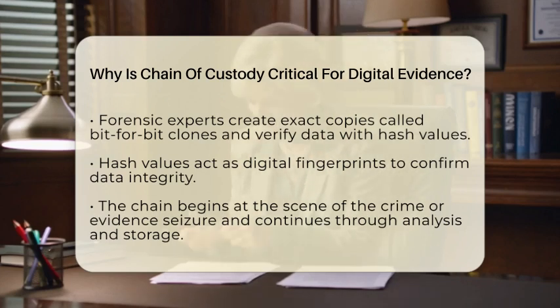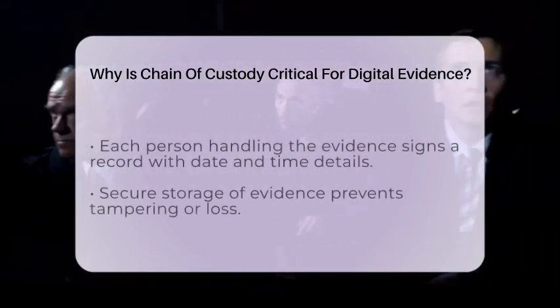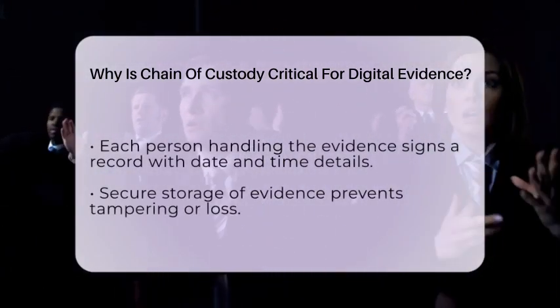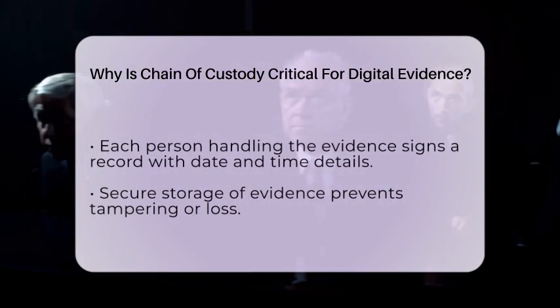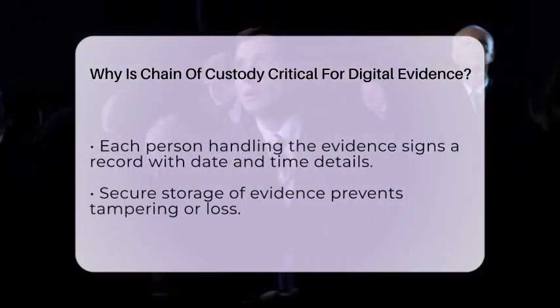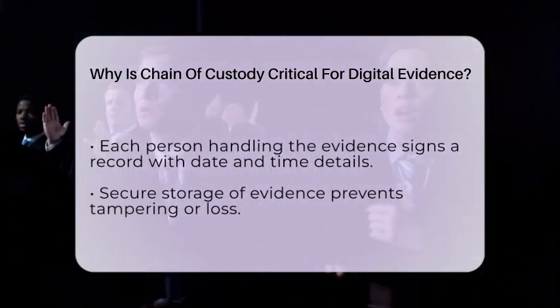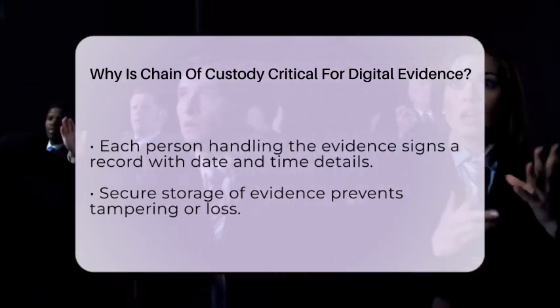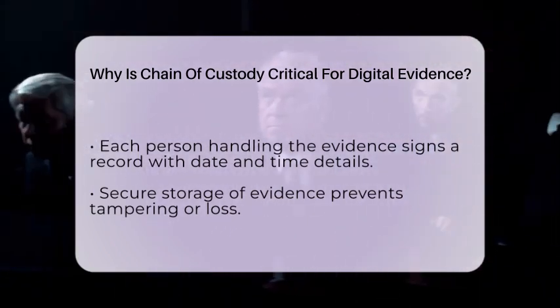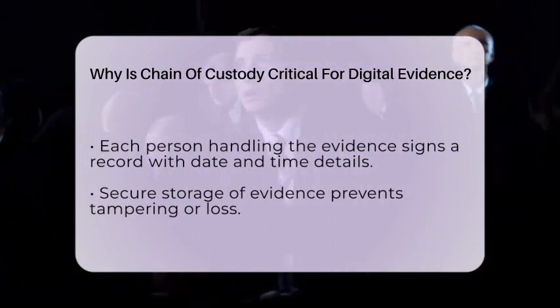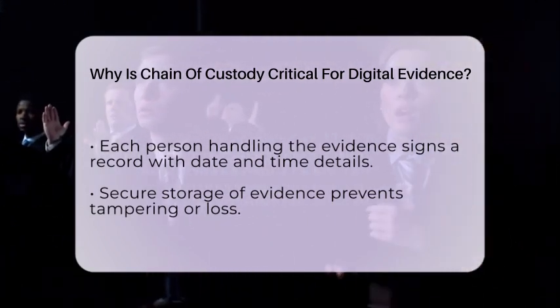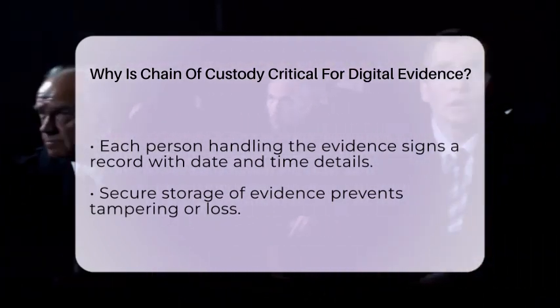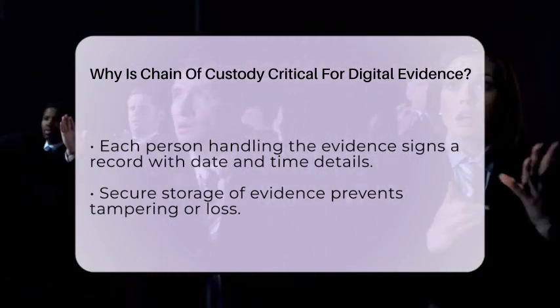The chain of custody begins at the scene of the crime or when the evidence is seized. It continues through all the steps of analysis and storage. Each person who handles the evidence signs a record with the date and time. The evidence must be stored securely to prevent anyone from tampering with it. If there is a break in this chain, such as missing signatures or misplaced evidence, the court might refuse to accept it. That could weaken the case against the accused.